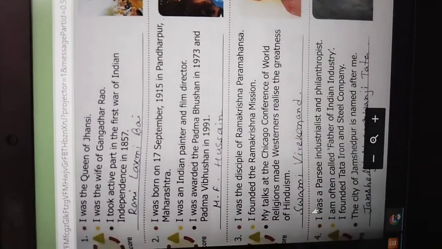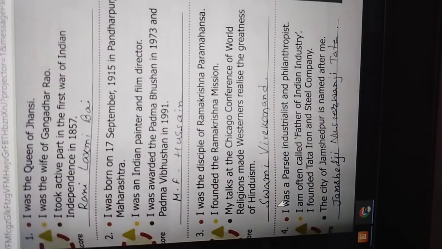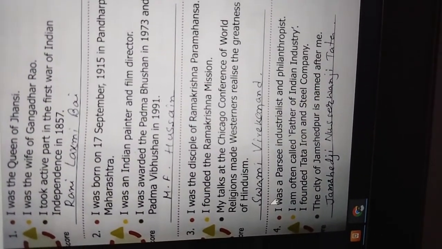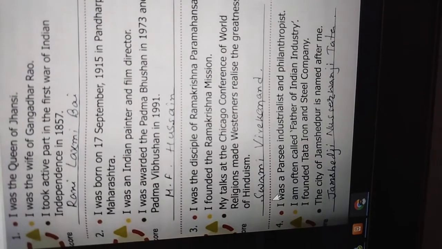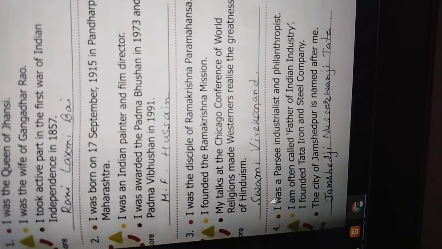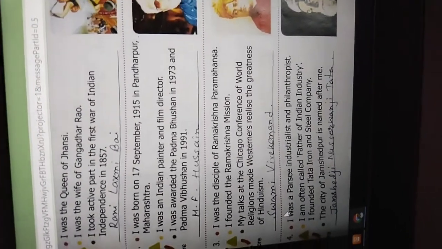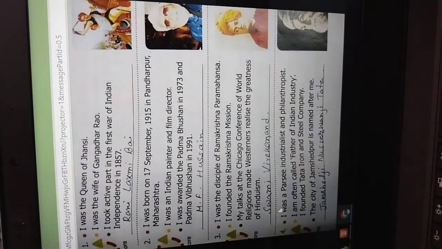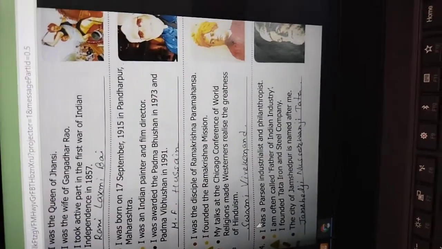Next one. I was the disciple of Ramakrishna Paramahansa. The answer is Swami Vivekananda. But you have to learn all the 3 points because anyone will come. Number four, the city of Jamshedpur is named after me. You can write over here Jamshedji Tata. Only this, you can write this. Now next one is I wrote the book Wings of Fire. The answer is APJ Abdul Kalam.